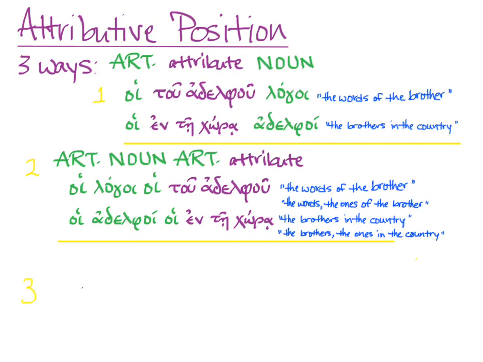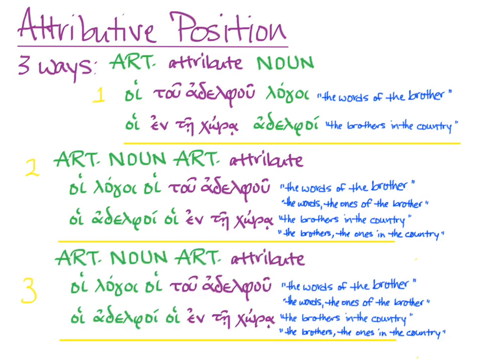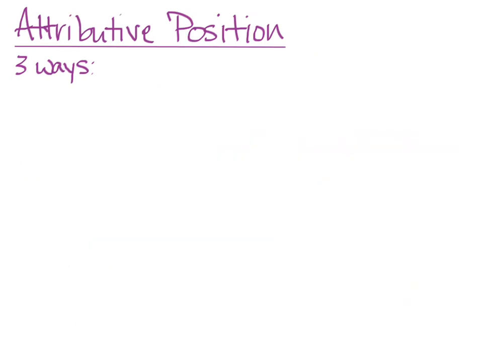Well, what about number 3? Look at 2 again and erase that first article. This time, it's noun, article, attribute, and the meaning is the same. This one is the most afterthoughty, but you can still translate it the way you did the first kind. Once you are reading longer passages of Greek, context will tell you what tone of voice to give to attributive position.